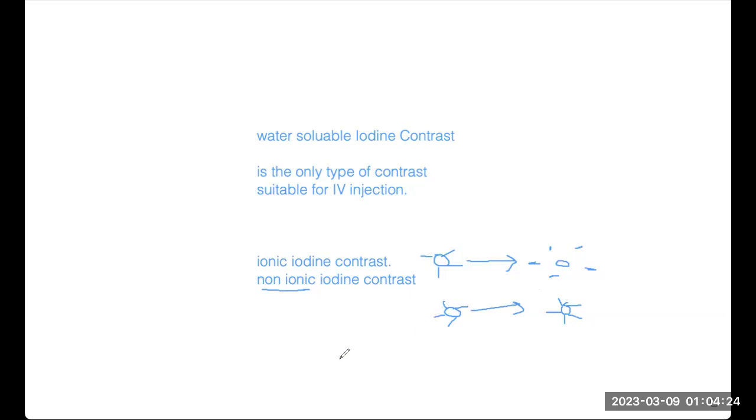So ultimately, what we would really like to have is a non-ionic iodine contrast, which is less toxic to the body and has the lower osmolarity.